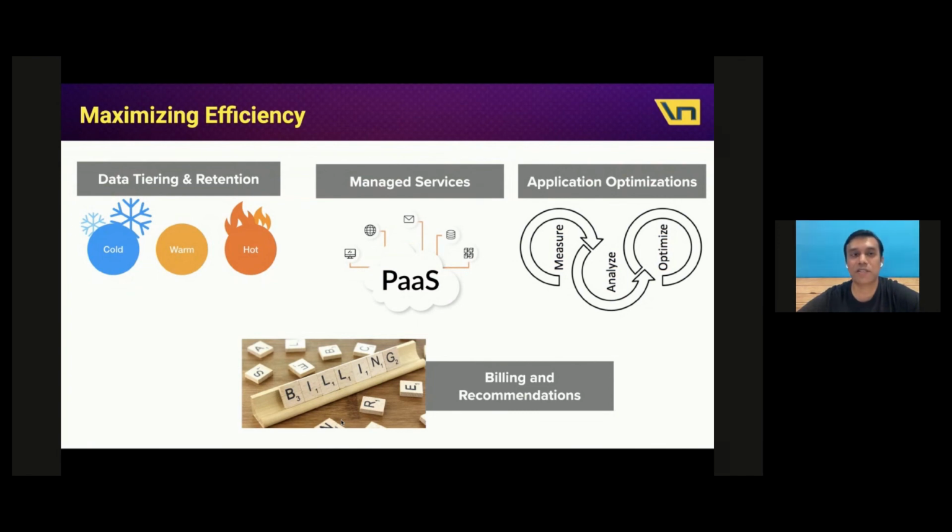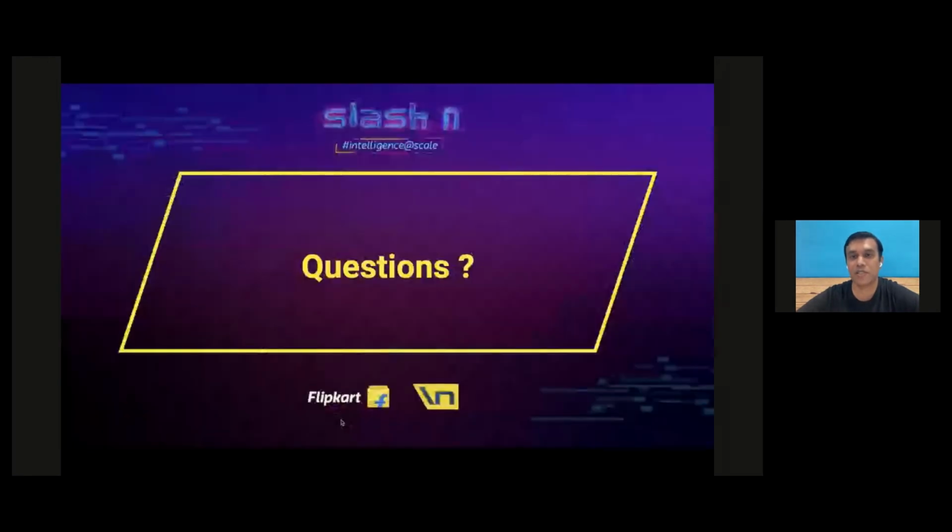All of this combined together is what is helping us reduce the operating costs and improve the efficiency of the infrastructure that we have invested in. With this, we'll be happy to take any questions.